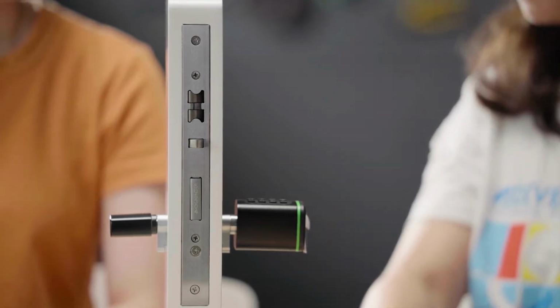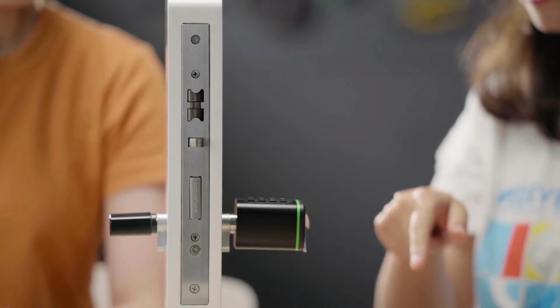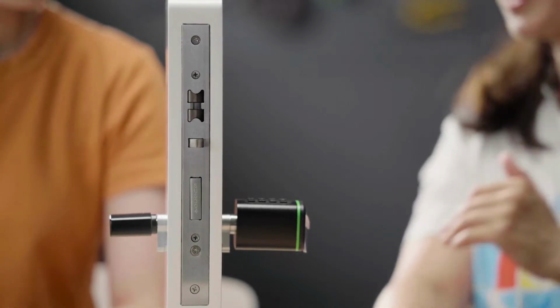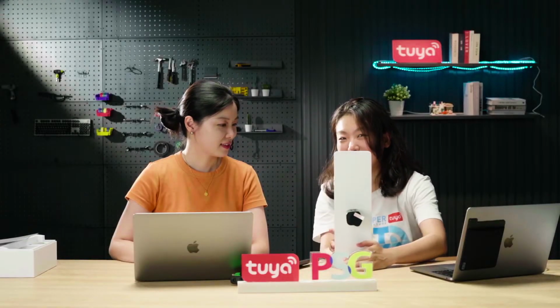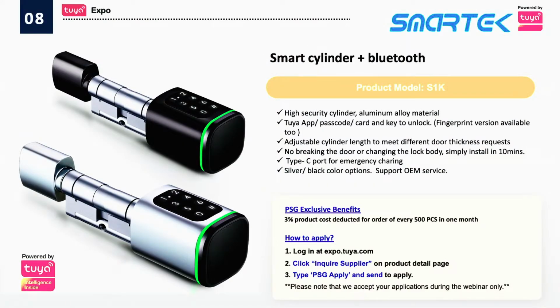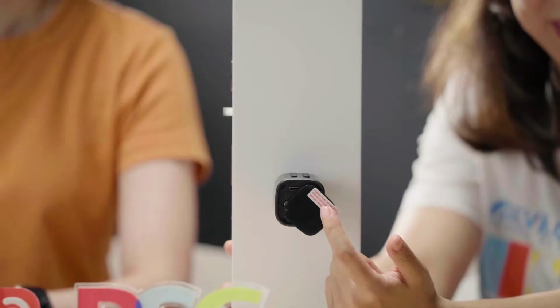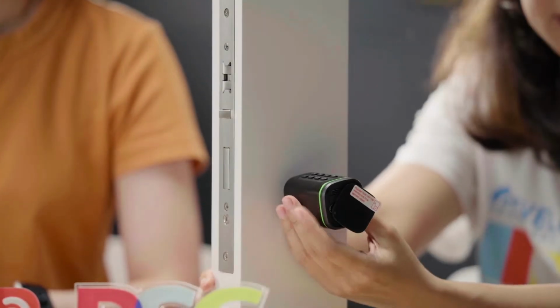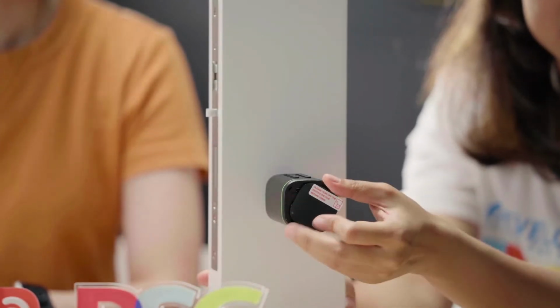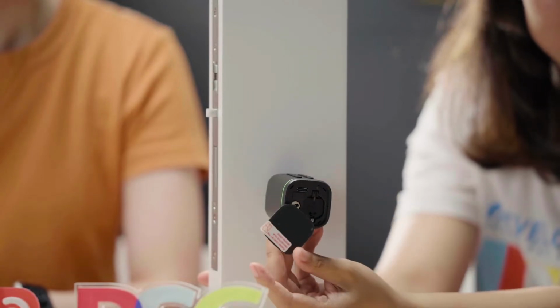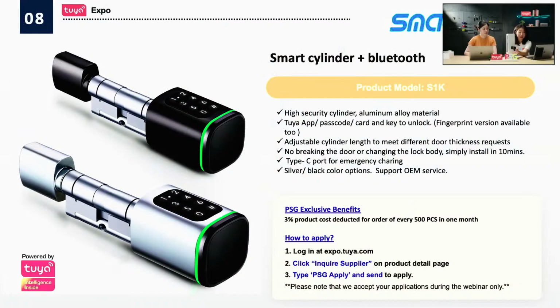And I asked our expert just before this live, when doing the rehearsal, where the Type-C port is, and actually it's here. It's hidden right here. Can we zoom in? See it from here. So this is the front, and here is where you tap in the password, and on the side, you twist it, and you can see the port. This is quite a smart design. And it comes with silver and black color options, and definitely supports OEM service.